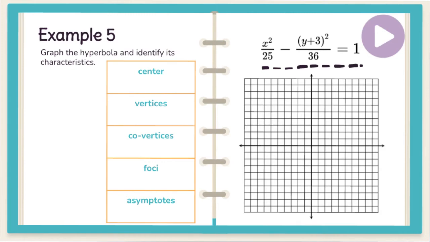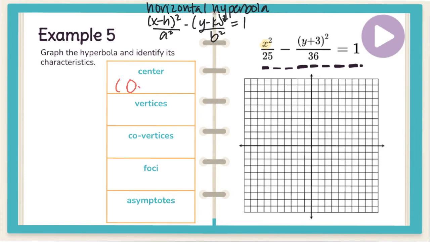Example 5. Notice for this equation that the x comes first, so this is a horizontal hyperbola. Now we can use the numerators to determine the center. So the center here is going to be (0, -3), which would put us right here.